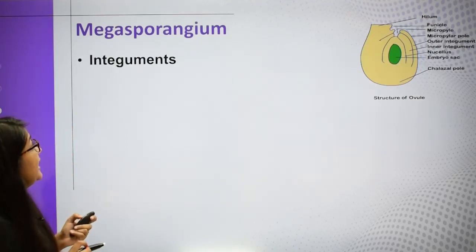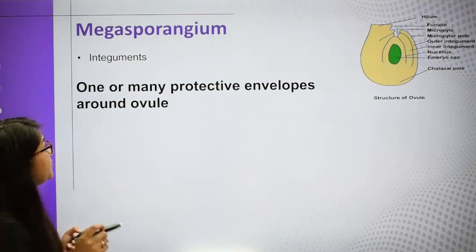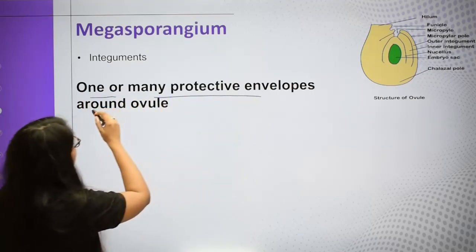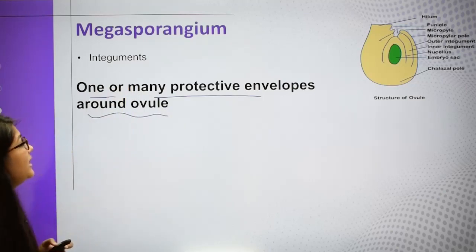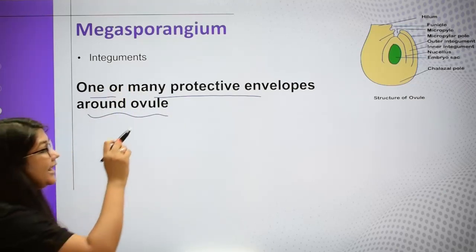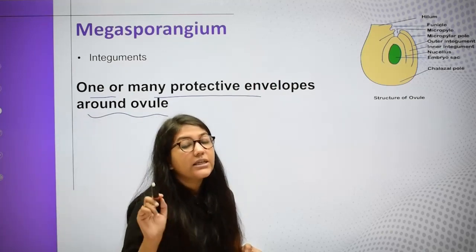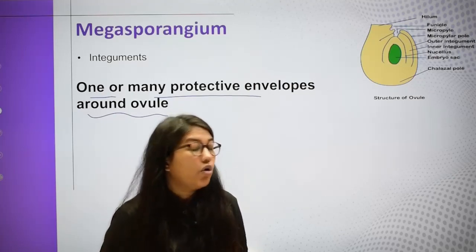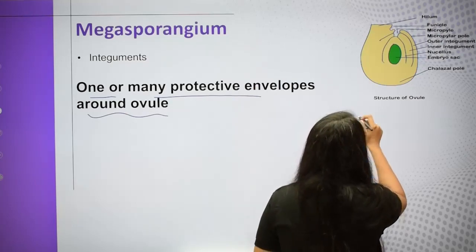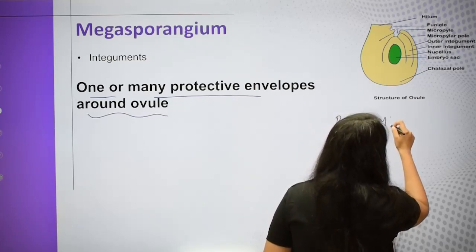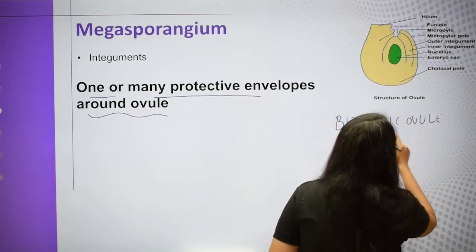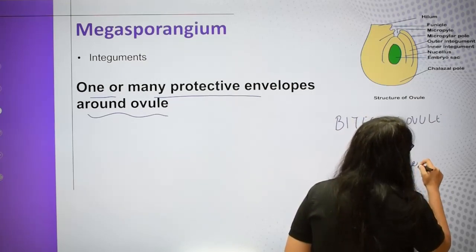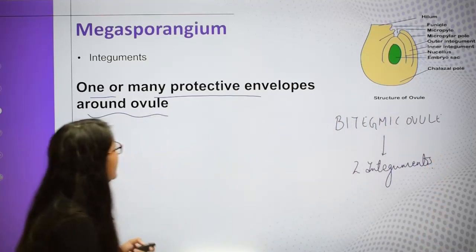Now integuments. Integuments are basically the protective coverings, the protective envelopes present around the ovule. So one or many protective envelopes around the ovule, what are they referred to as? They are referred to as integuments. Like here in the diagram we can see two integuments. There is outer integument, there is inner integument. So such an ovule is termed as bitegmic ovule. ठीक है, क्या term use करेंगे हम लोग? Bitegmic ovule. क्यों बोल रहे हैं? Because it has two integuments. क्योंकि इसके पास two integuments present हैं. One is the outer one, another one is the inner one, right?